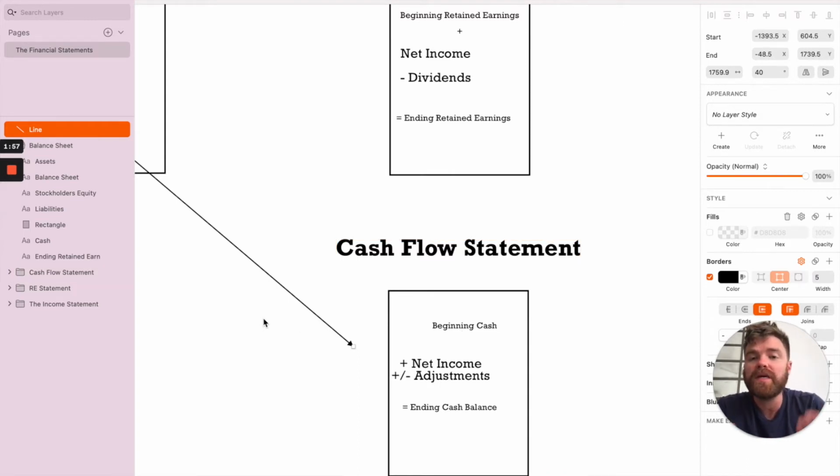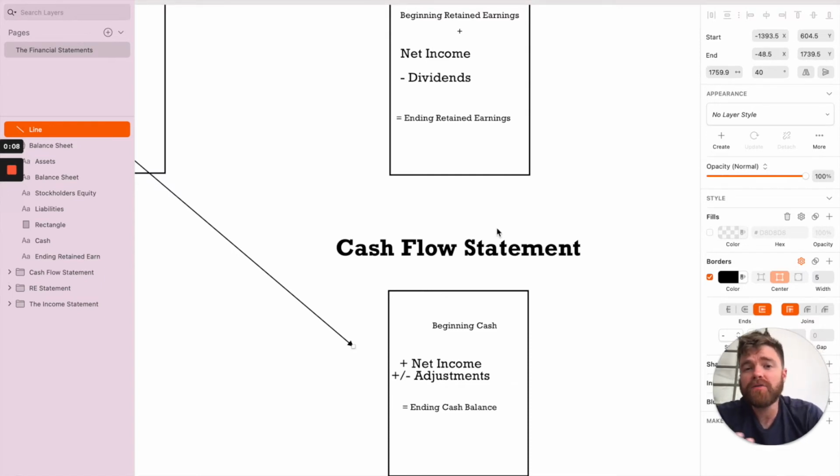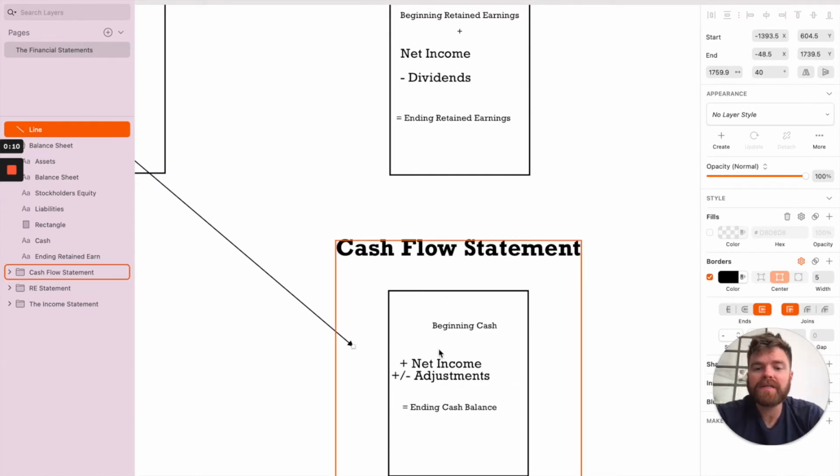But if you're using the indirect method for the cash flow statement, once again, see my cash flow video if you want to learn more about how to make one of those, what happens is you use net income on that cash flow statement to get to the bottom, which is your ending cash balance. So that's where it does flow.